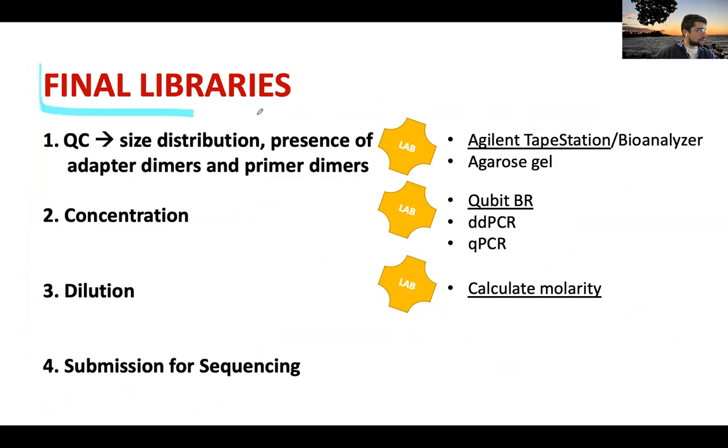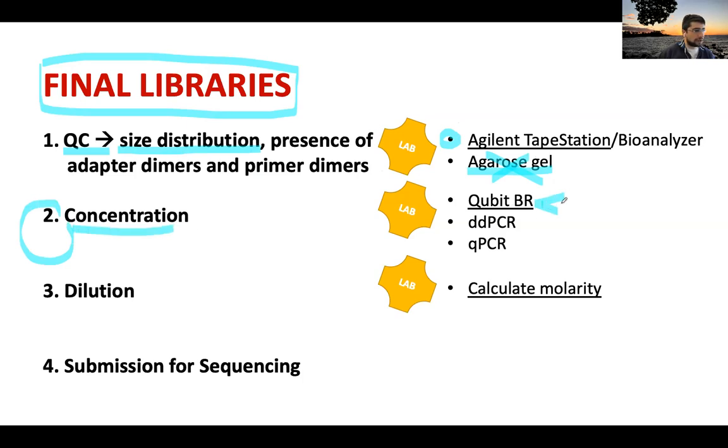All right, so as we discussed, we have our final libraries. Once we are done with our libraries, we perform a QC, okay? This QC is usually performed by checking the size distribution and the presence of adapter dimers and primer dimers, and we're gonna see it in a moment. In the lab, this can be done using an Agilent TapeStation or a regular agarose gel. However, we're gonna see why the agarose gel is usually not a good method for checking the size distribution.